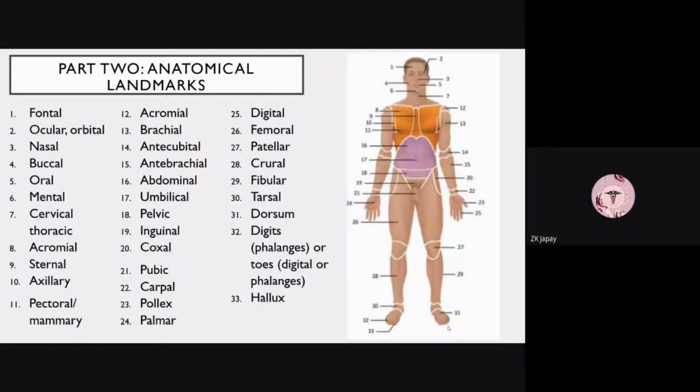15, antebrachial or forearm. It is located between your elbow and your wrist. 16, abdominal or abdomen. 17, umbilical or navel. 18, pelvic or pelvis. 19, inguinal or groin, area where thigh meets the body trunk. 20, coxal or hip. 21, pubic or genital.